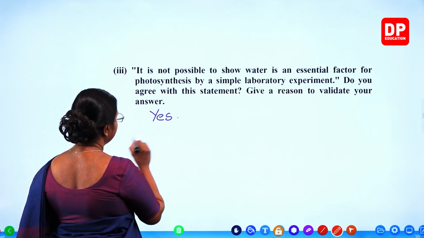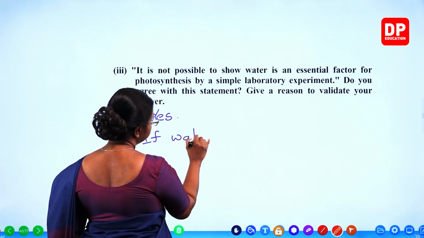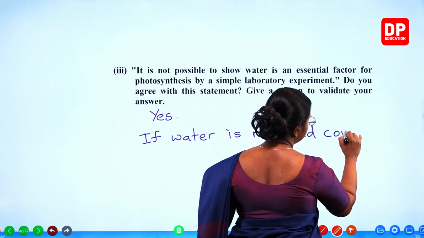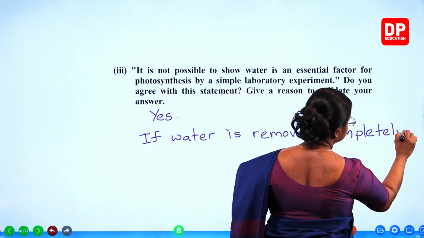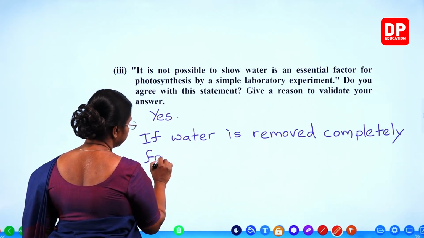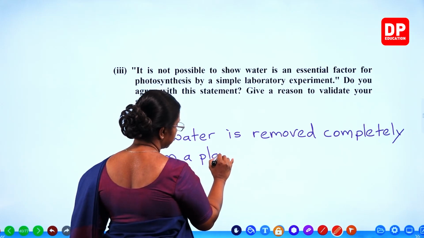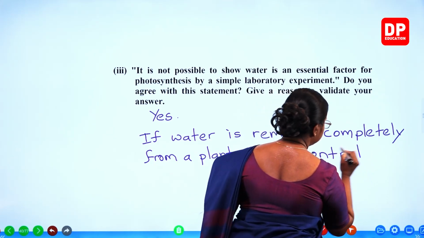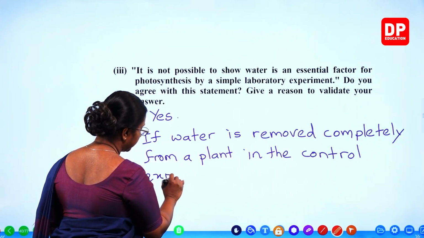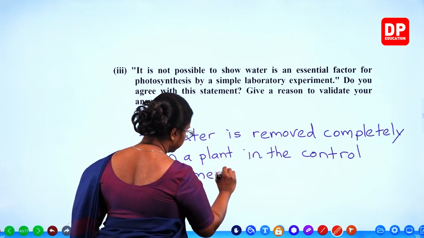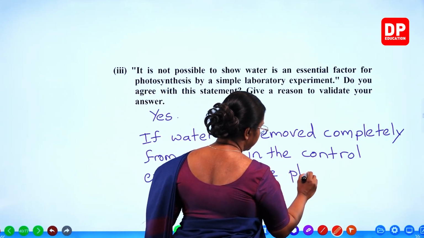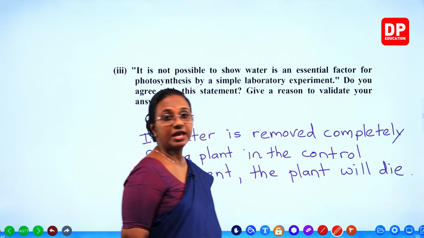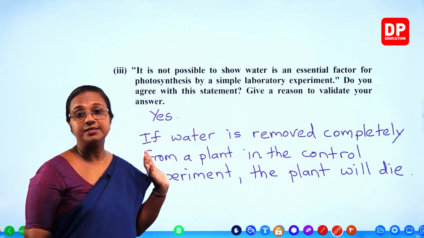So there we can say, if water is removed completely from a plant in the control experiment, the plant will die. So that is the reason why we can't do this activity.